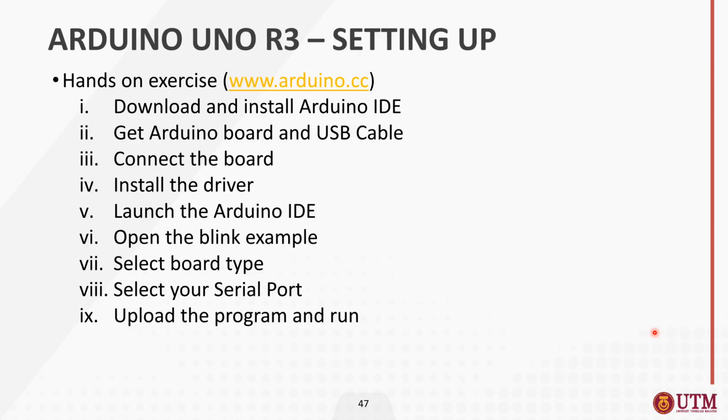Next is the Arduino Uno R3 setup. You can refer to the hands-on exercise from the Arduino website. You can start by downloading and installing the Arduino IDE on your laptop. Maybe you can just buy a cheap Arduino board and USB cable. Connect the board, install the driver, and launch the Arduino IDE. Then open the Blink example, select the board type, select your serial port, and upload the program and run. I expect all of you to buy an Arduino Uno, and we will program the Arduino Uno throughout this course.